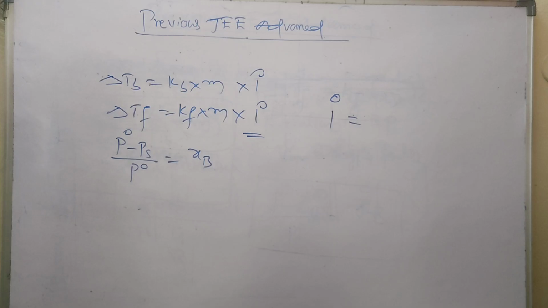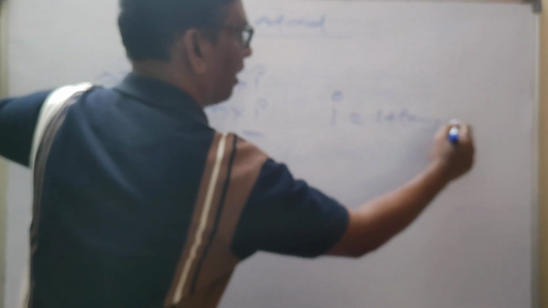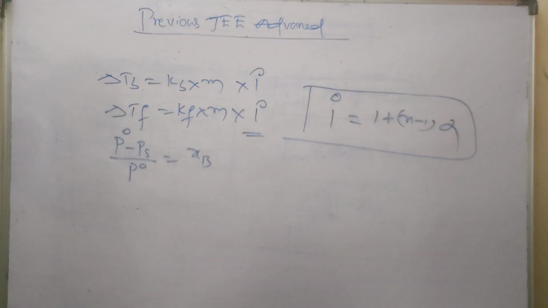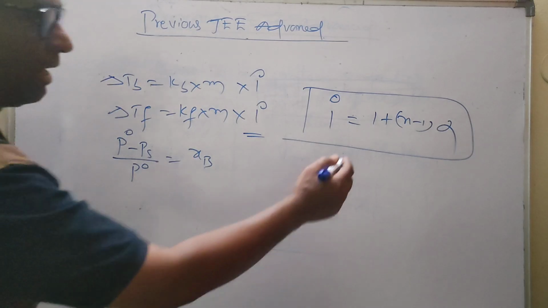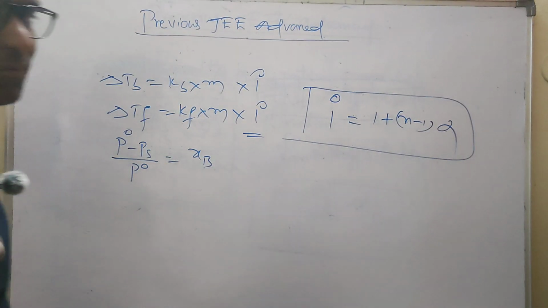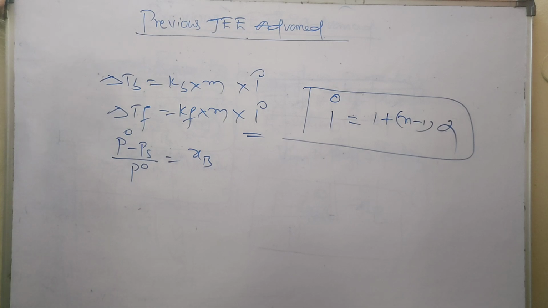According to the Van 't Hoff factor, i is equal to 1 plus (n minus 1) alpha for a dissociation process. If any electrolyte in a solution is undergoing dissociation, we consider the equation i = 1 + (n - 1)α, where n is the number of ions and alpha is the degree of dissociation. You just remember these things here. Okay?